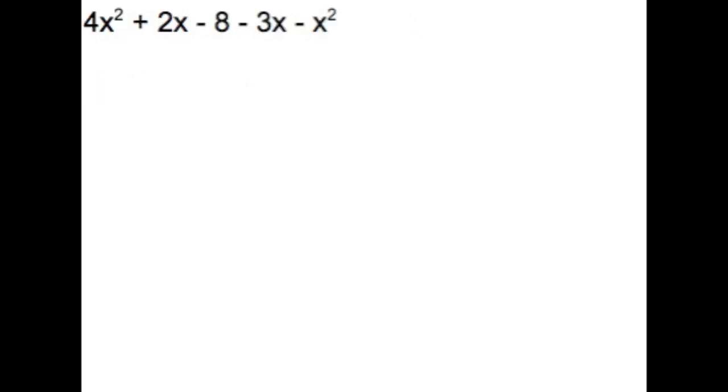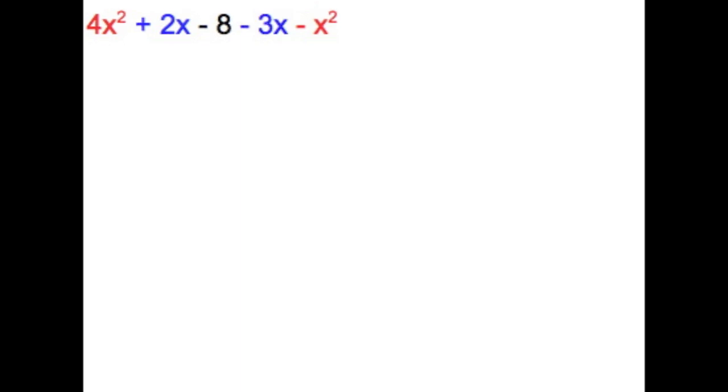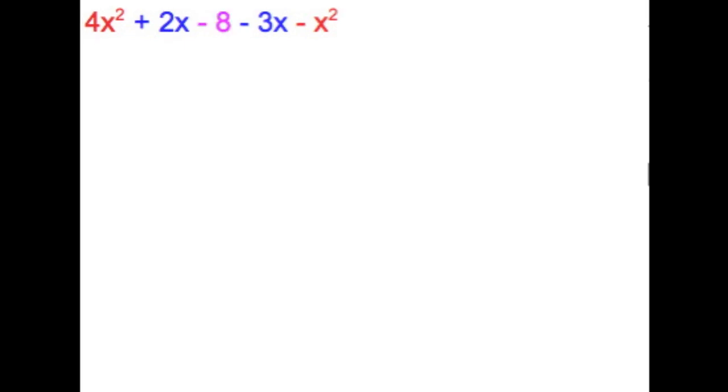Let's try another example. Let's identify all the terms that are like 4x squared. So we're looking for all terms that have the variable and exponent combination of x squared. Minus x squared would be a like term. Let's identify all like terms to 2x. So we're looking for all terms that have the variable x. This would be negative 3x. And we are left with only one final term, negative 8.